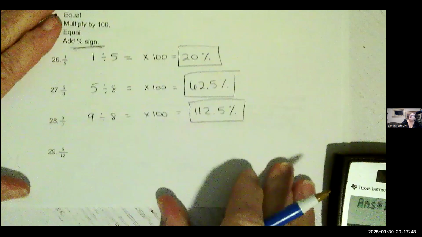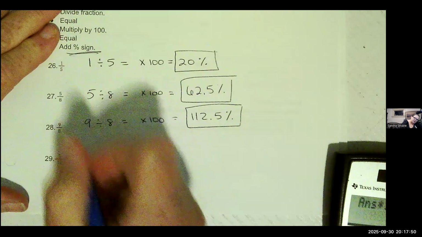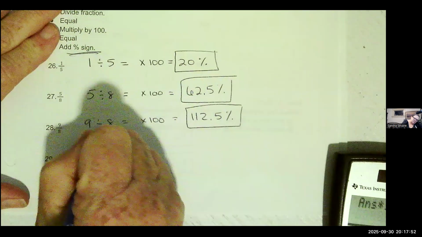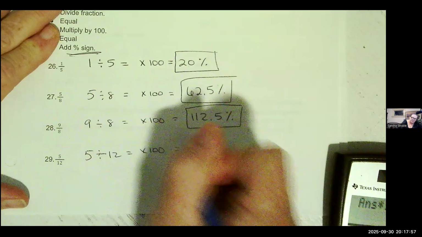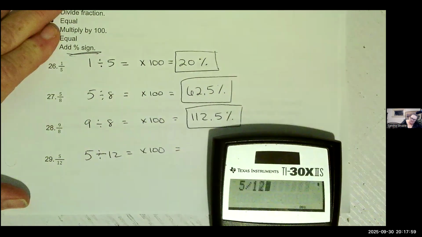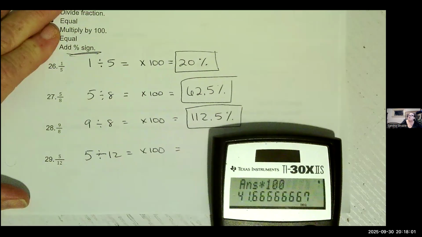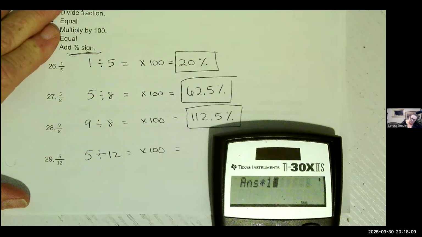And then the next one, 5/12, again, pause the video if you're still with me, is 5 divided by 12 equals times 100 equals. Ah, this one's different. Let me make sure I'm doing this right. 5 divided by 12 equals, yep, I am, times 100 equals.